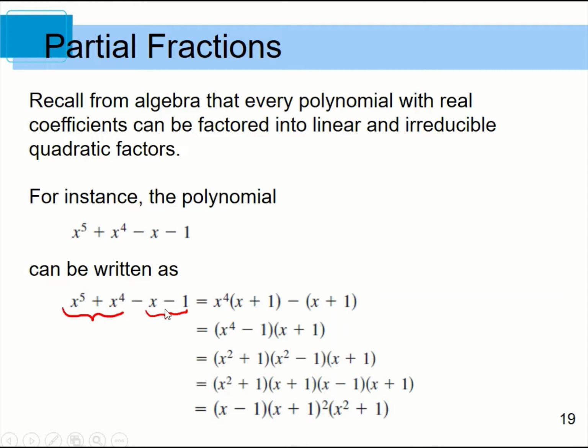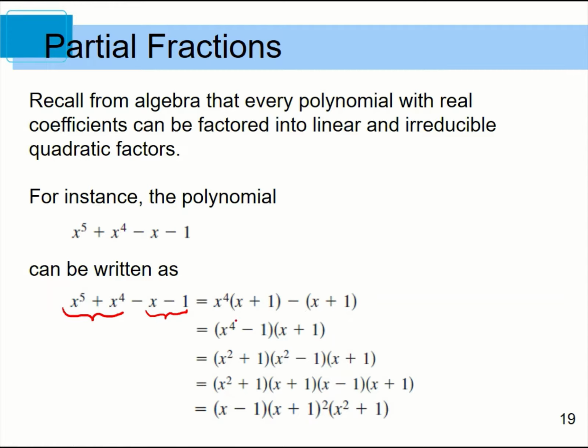By grouping, we can see in the first group we can factorize out x to the power 4. So the first one, we have x. x to the power 4 times x gives x to the power 5. And the second one, x to the power 4 times 1 is x to the power 4. For the second group, we have negative x, negative 1, so we can factorize the negative out, and we get x plus 1 again.